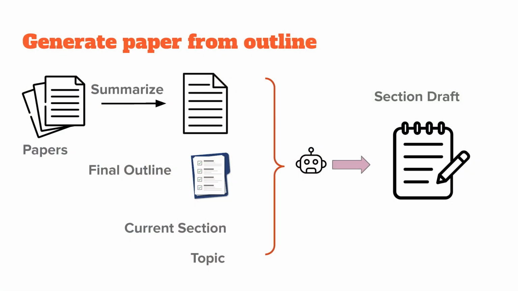The next part is generating the paper from the outlines. We will first prompt the models to summarize each of the papers, and then we feed the summaries of the papers along with the final outline, the current section, and the topic to our agent to generate a section draft. It is an iterative process, and it will stop when all the sections are generated.